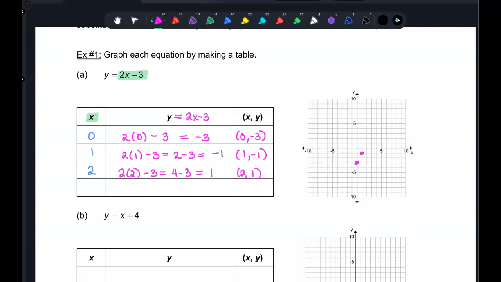Okay. And Rachel, where do we put the last point? It's 1, 2, and then 1, 2, right there. Perfect. Now, if one of them doesn't line up, then we probably made a mistake somewhere. But all 3 of them line up really nicely. So remember, we're going to draw the line through them.